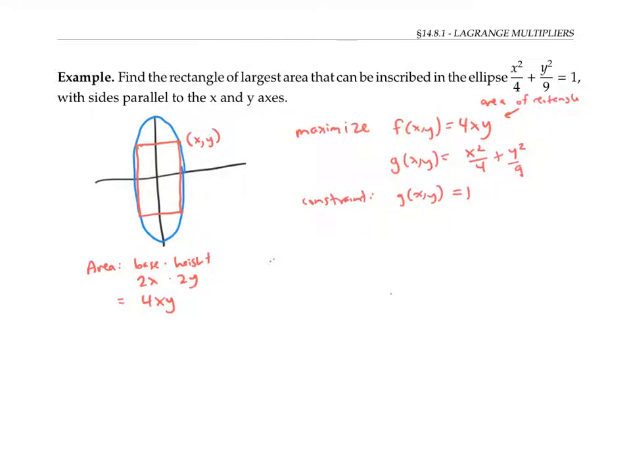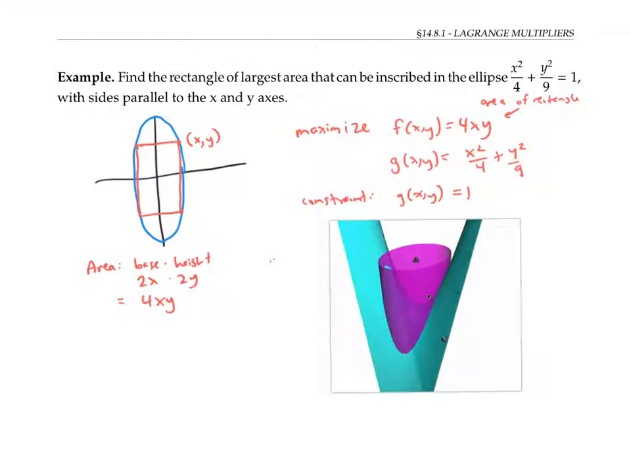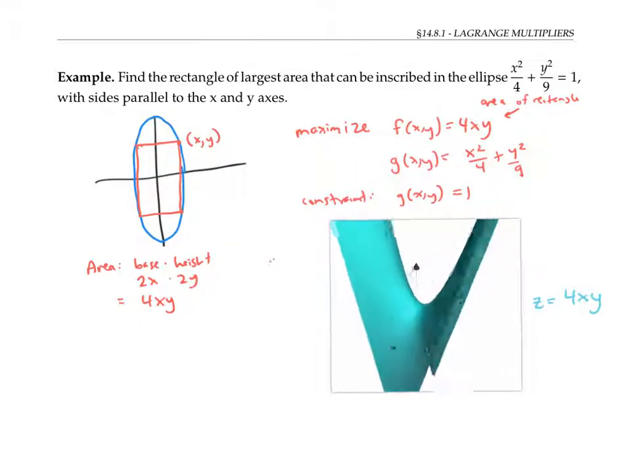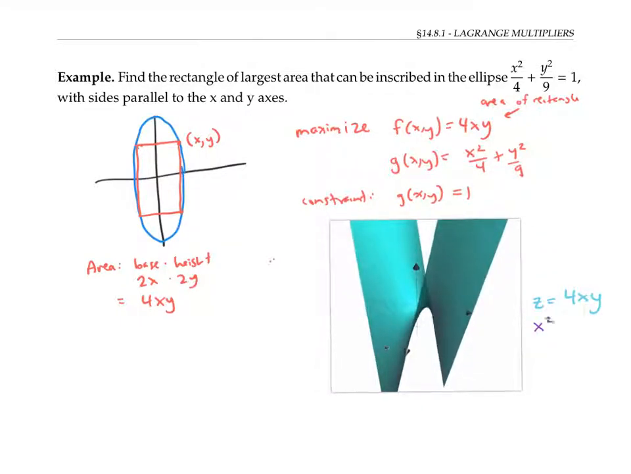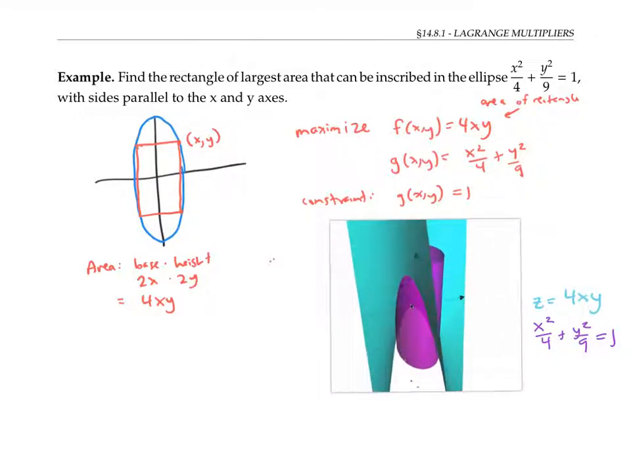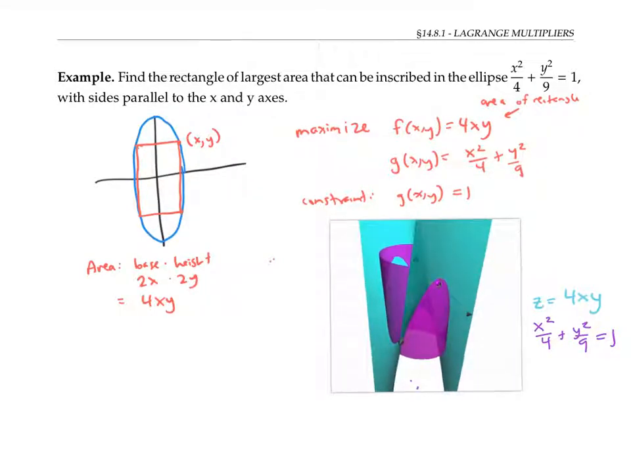Let's look at the problem graphically. This blue surface is the graph of z equals 4xy. So we want to find the maximum z value on this blue surface. But we're also subject to the constraint that we need to lie on the magenta surface given by this equation. So we want the highest point on the blue surface that's also on the magenta surface. One of those points is right there.